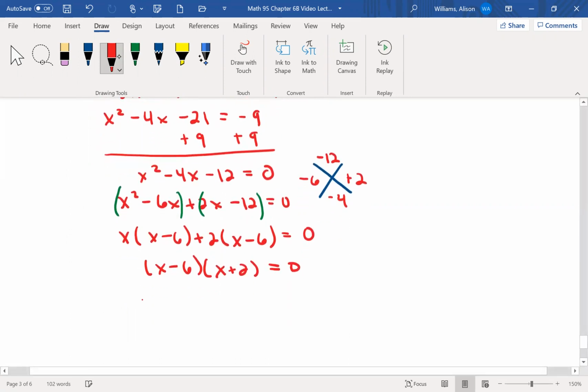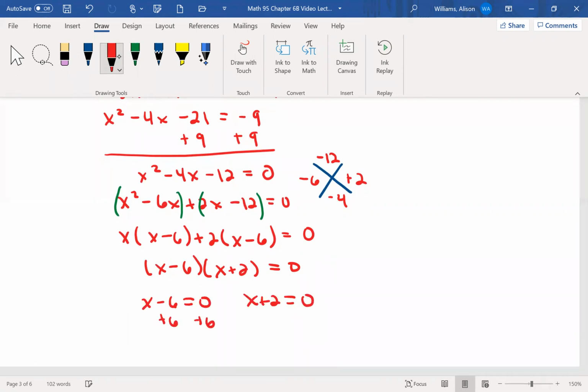So I'm going to set x minus 6 equal to 0 and x plus 2 equal to 0 and solve them. So adding 6 to both sides will give me x equals 6 over here. And subtracting 2 from both sides will give me x equals negative 2 for the second one.